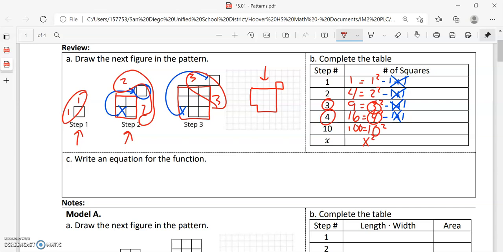Write an equation for the function. F of x is equal to x squared. And remember, f of x is just a fancy way of writing y.